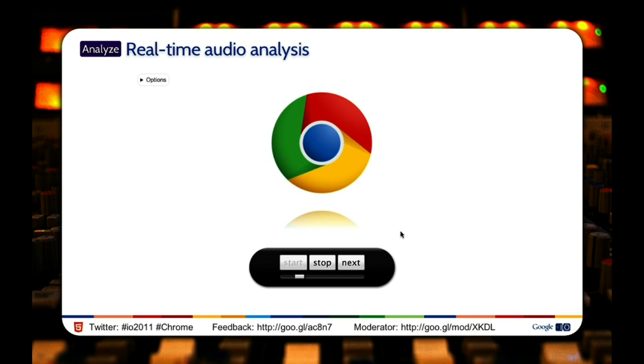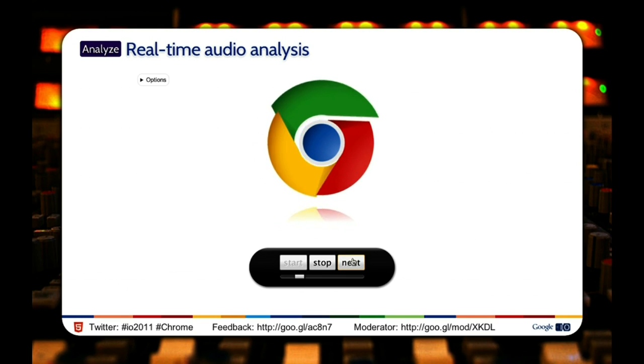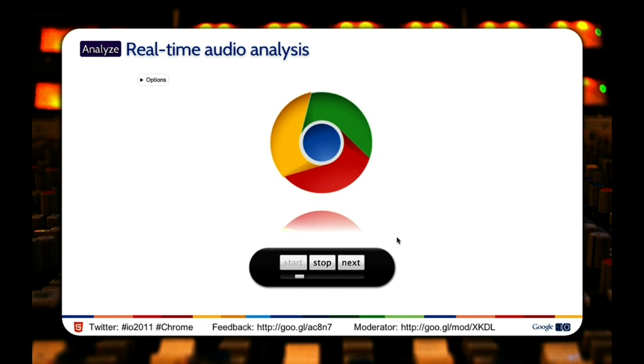All right, so Chrome, little beat detection library. We can beat detect Chrome. CSS reflection on the bottom there, kind of a cool effect.